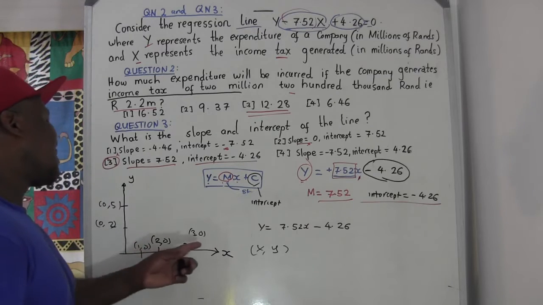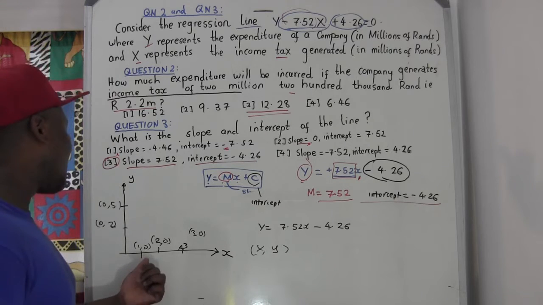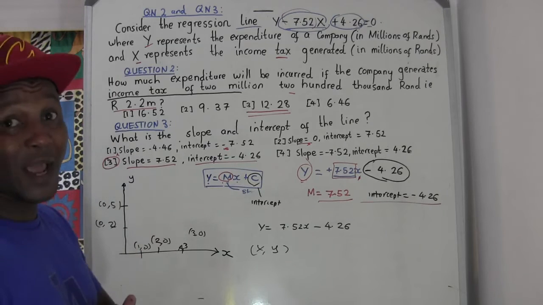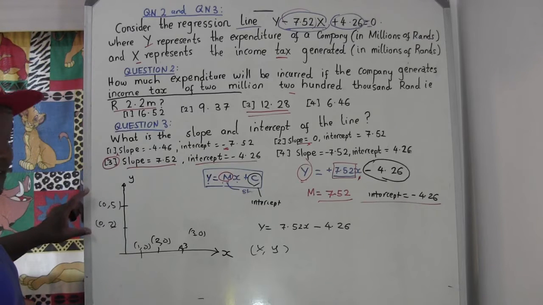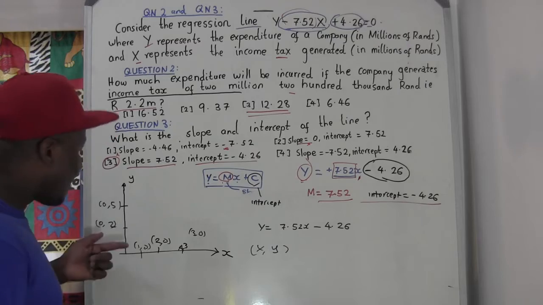Whenever there's an x-intercept, x-intercept means the line cuts at x. Whenever the line cuts at x, the value of y is 0. When it cuts at x, y equals 0. Same here, respectively, when the line cuts at y, x equals 0. So this is called x-intercept, y-intercept.